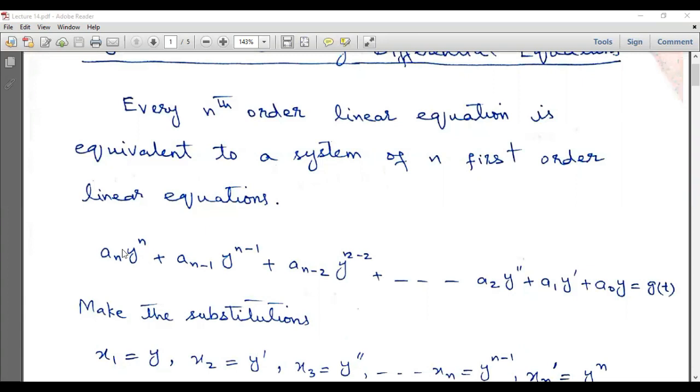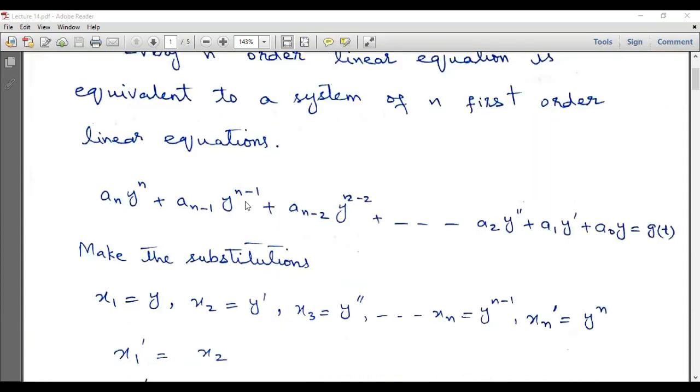For example, we are given a general ODE: a_n times the nth derivative of y, plus a_(n-1) times the (n-1)th derivative of y, and so on, plus a_2 times the second derivative of y, plus a_1 times the first derivative of y, plus a_0 y, equal to g(t). In this general equation, we have to make some substitutions, and let's assume that x1 is equal to y.